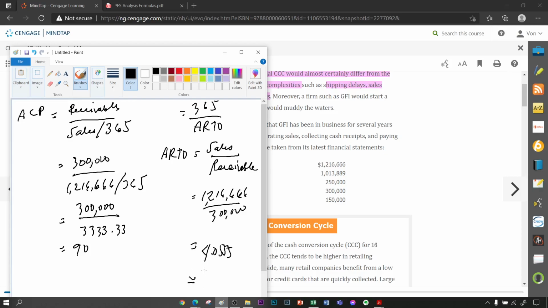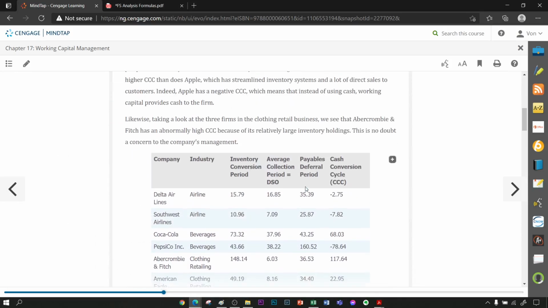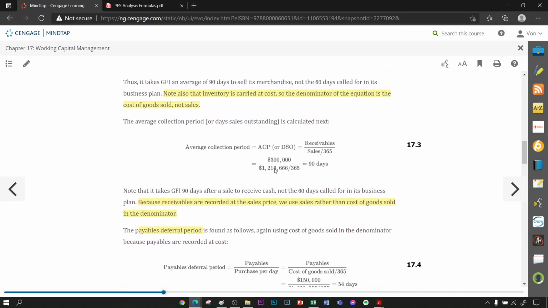Okay. So, try mo nga. 365, i-substitute mo dito. 365 divided by 4.0555. Na-compute mo na yan kanina at nakuha natin 90 days nga. So, same lang yung naging sagot. Okay. So, ayan. ACP is 90 days. Okay, tuloy natin yung pagbasa.